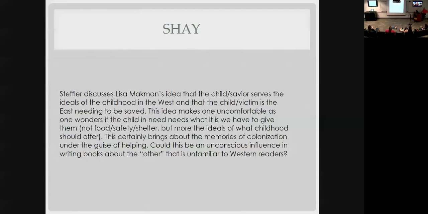Steffler discusses Lisa Mackman's idea that the child savior serves the ideals of childhood in the West and that the child victim is the East needing to be saved. This idea makes one uncomfortable, as one wonders if the child in need needs what it is we have to give them. Not food, safety, shelter, but more the ideals of what childhood should offer. This certainly brings about the memories of colonization under the guise of helping. Could this be an unconscious influence in writing books about the other that is unfamiliar to Western readers?